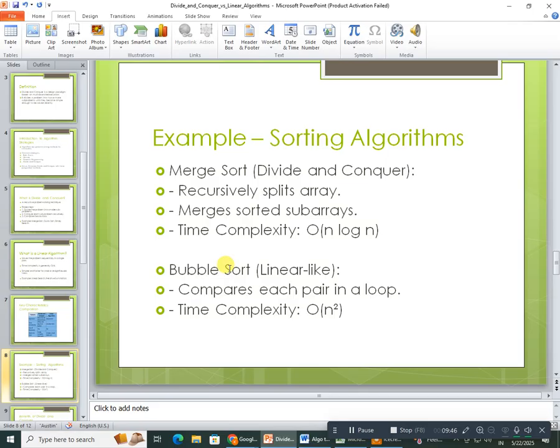A linear sorting approach is bubble sort. So it is comparing two adjacent numbers in a loop. There are two loops where you are comparing a number and the number immediately adjacent to it. As you are going through the comparison twice, there are two loops. Because of that, the complexity is O(n²).